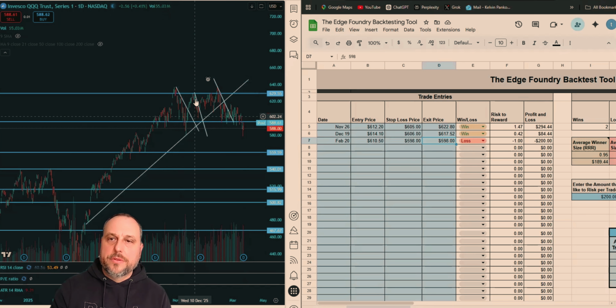I just did a couple of occurrences here. This is just a simple trend following strategy where we're looking to buy the dip on pullbacks. So we've got a pullback, and when it breaks that trend line, that's an entry. And we're going to ride it up.